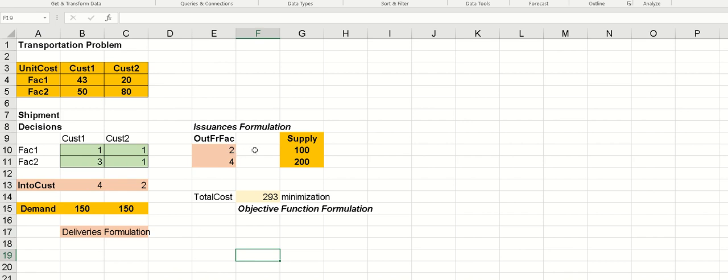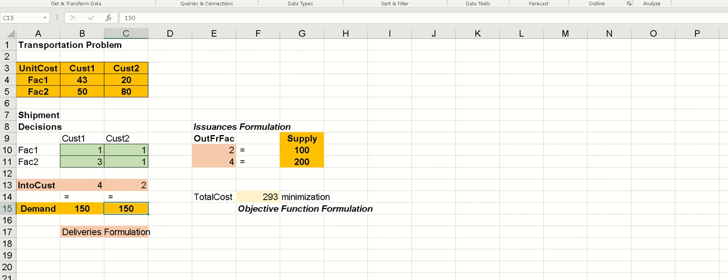Now the issuances formulation, sometimes it is equal or sometimes less than or equal. It cannot be more than what you're capable of delivering. So in this particular exercise, we use the equal sign. So the issuances should be equal to the supply, and the deliveries should be equal to the ordered. You do not deliver more than what is demanded. So let's now formulate the objective function.